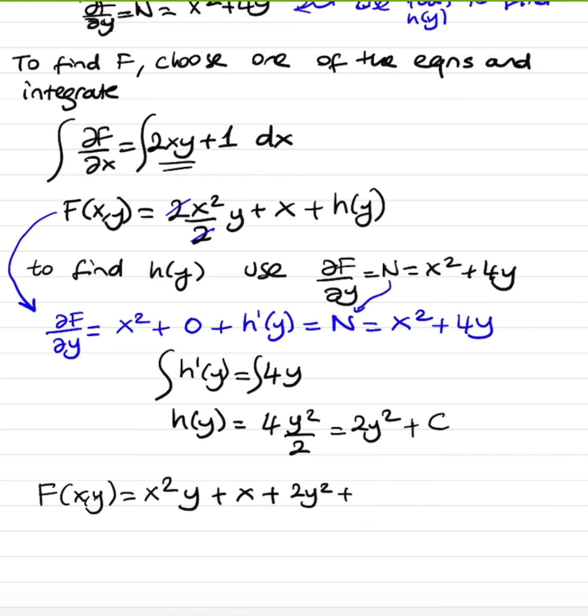So f is x squared y plus x plus 2y squared plus c. But we said that f of x, y equal to a constant is our general solution. So let's write c1 here, and let's write c1 minus c as some capital C. Then f is equal to this capital C is our solution.